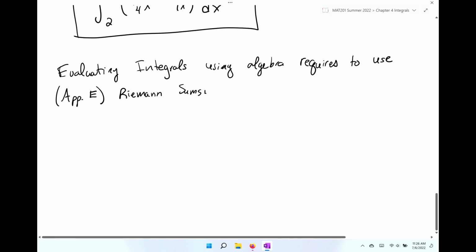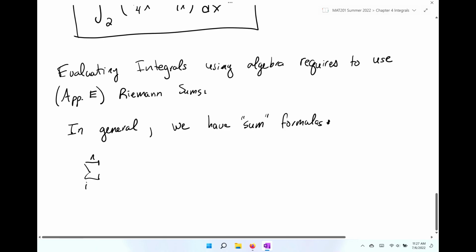Now, in general, we have some formulas that we already know. For example, the summation from i equals 1 to n of i is equal to n times n plus 1 over 2.